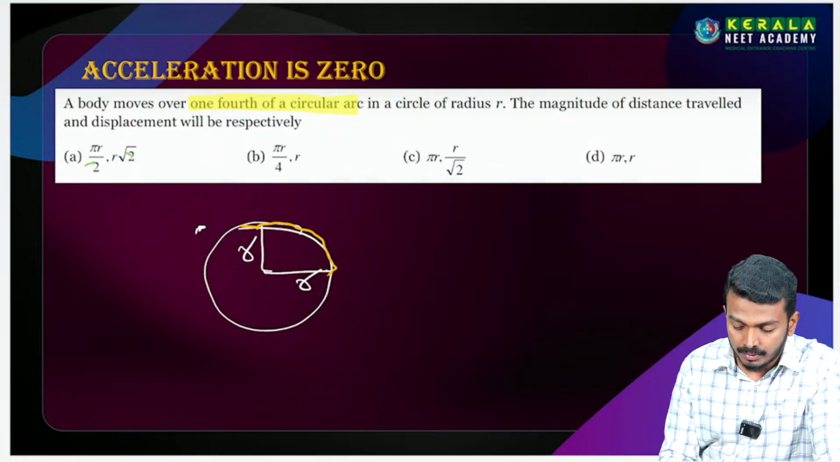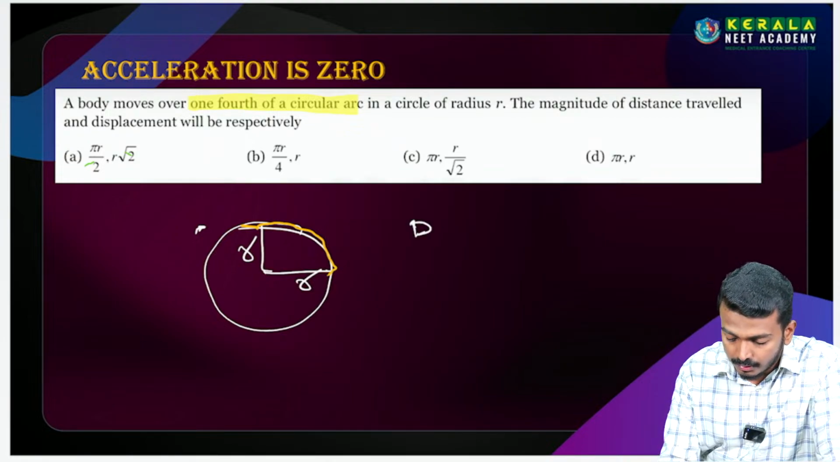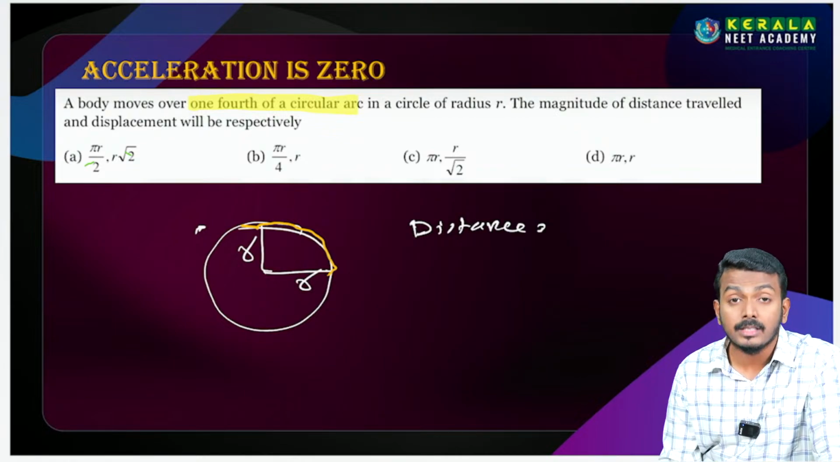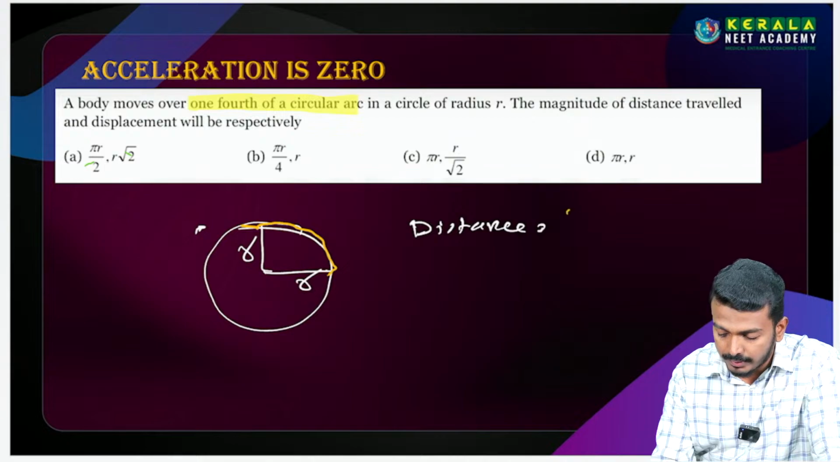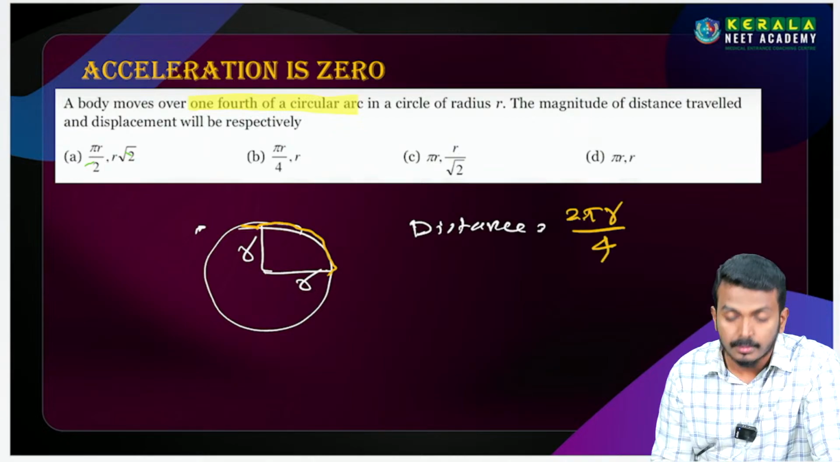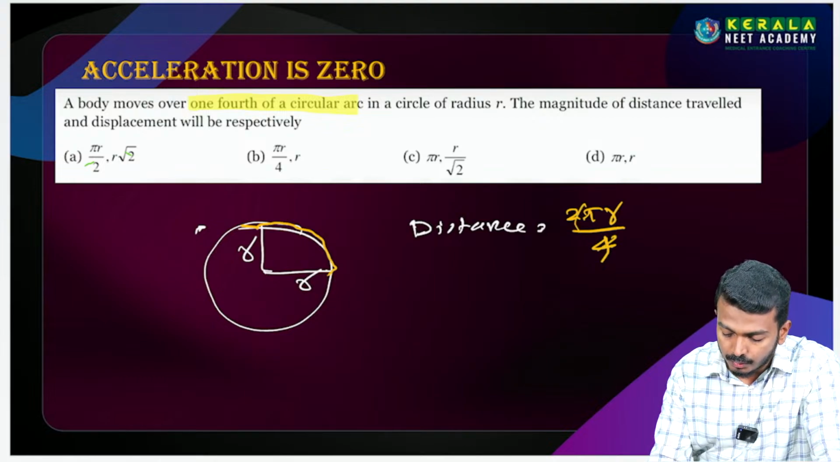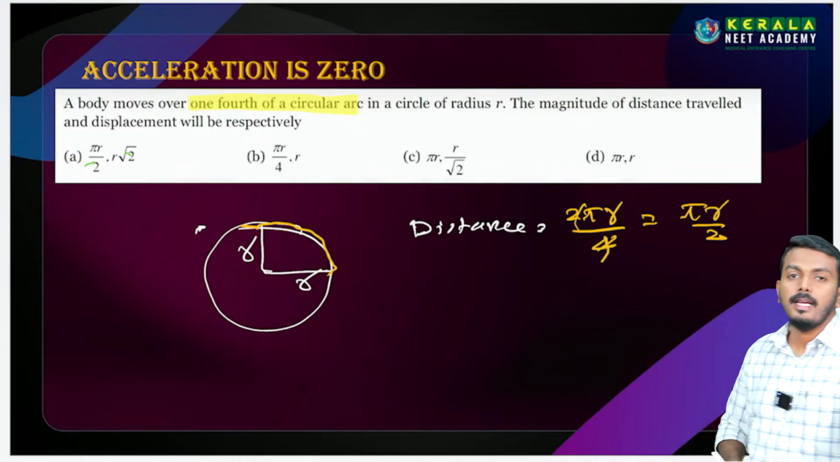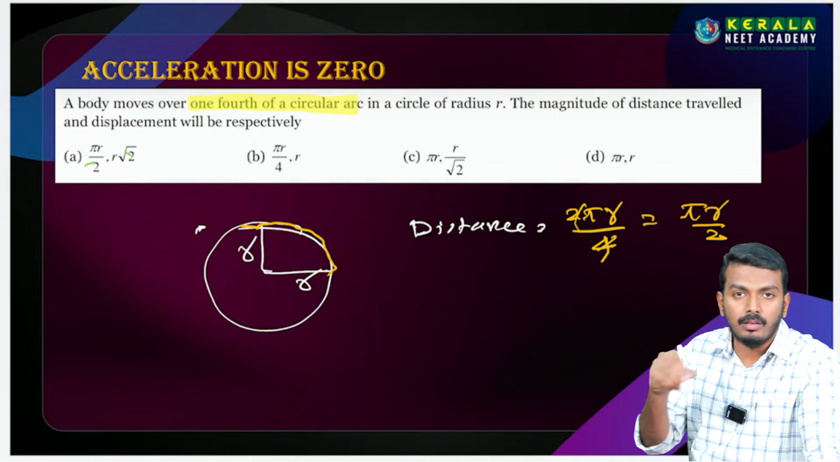It's very simple. You know what is distance? Distance is equal to the actual path covered by the body. Actual path means what is the value? 2 pi r, divided by 4, automatically 2 and 4 will cancel. Answer is pi r divided by 2. This is the actual path covered by the body over 1/4.